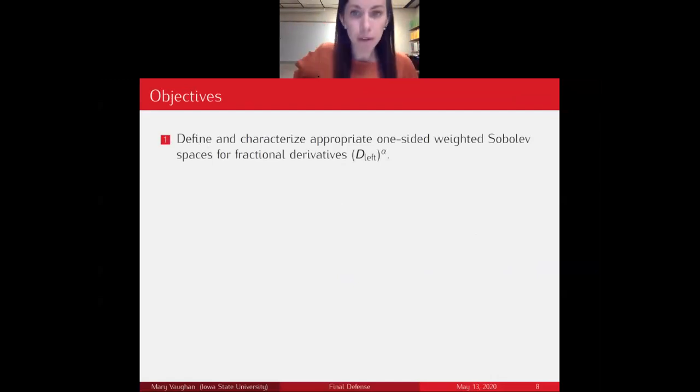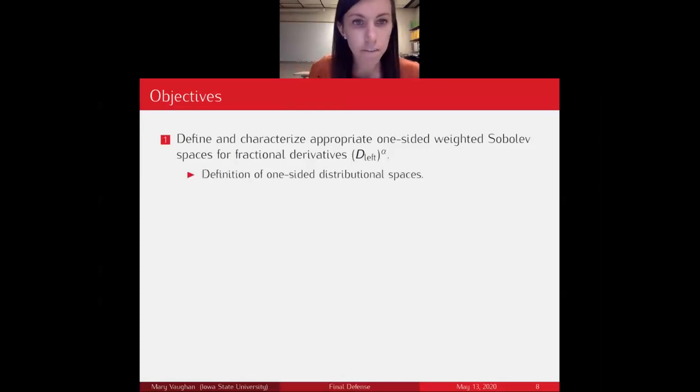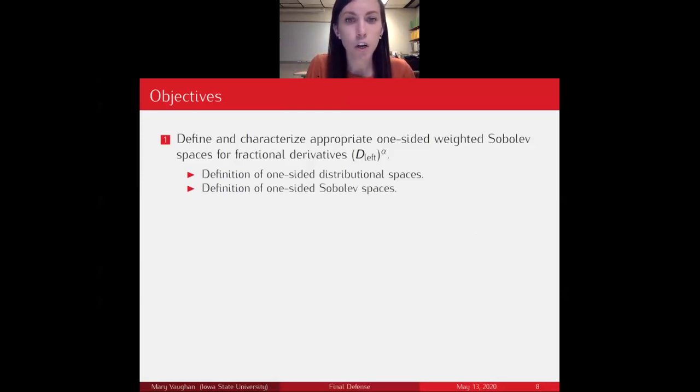Now I'd like to describe the objectives of the rest of the dissertation. First, we want to define and characterize appropriate one-sided weighted Sobolev spaces for fractional derivatives. The first question here is, how do we define one-sided distributional spaces that take into account the behavior of these one-sided objects? And we'll see very momentarily that this is a non-trivial question. We'd also like to define one-sided Sobolev spaces, and this is where we use the weights, and we have weighted Sobolev spaces.